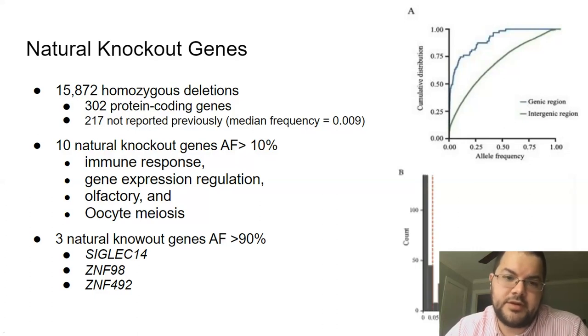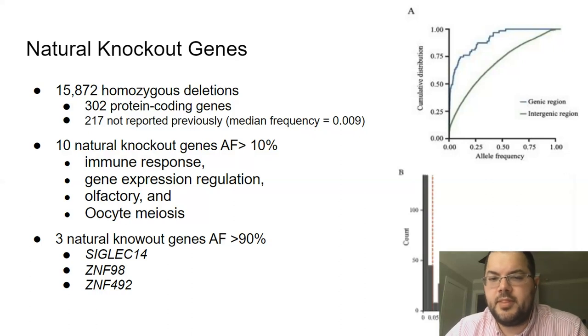we identified 10 natural knockout genes with an allele frequency of above 10% in our dataset. And they often related to immune response, gene expression regulation, olfactory function, and oocyte meiosis, which was interesting to see. And then on the top right here, I'm just showing you this plot indicating the differences in the allele frequency between the genomic regions and this natural knockout gene.